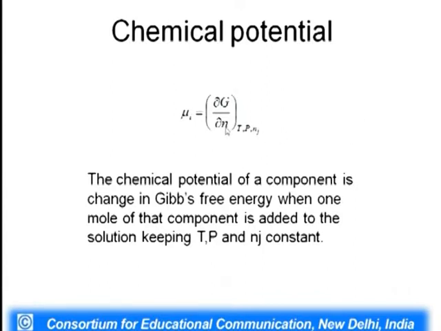So, what does this tell you? The chemical potential of the ith component is equal to the change in Gibbs free energy when 1 mole of that component is added to the solution, keeping temperature, pressure and Nj constant. So, this is the typical definition of a chemical potential.